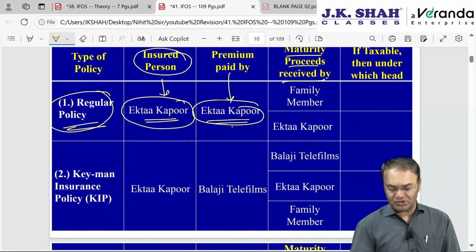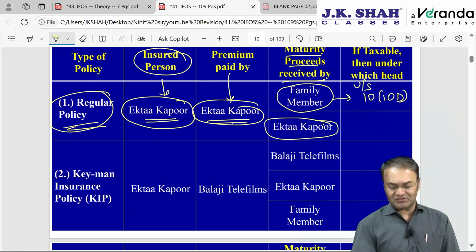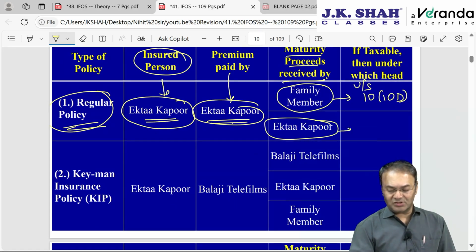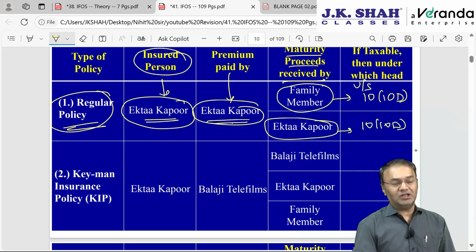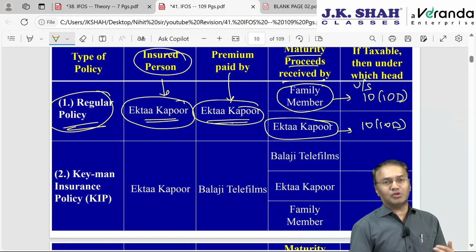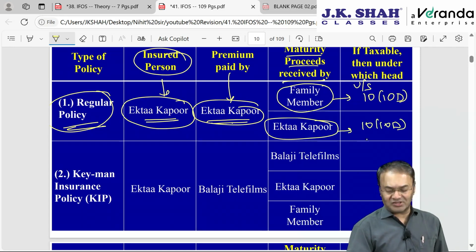If something happens to Ekta Kapoor, she dies, then family members will receive. If family members receive, then it is exempt under section 10(10D), fully exempt. But if she herself receives it, then also it is eligible for exemption under 10(10D). But in case she paid premium more than 10% of the policy sum, then in such a situation it may be taxable under IFOS if it is taxable.